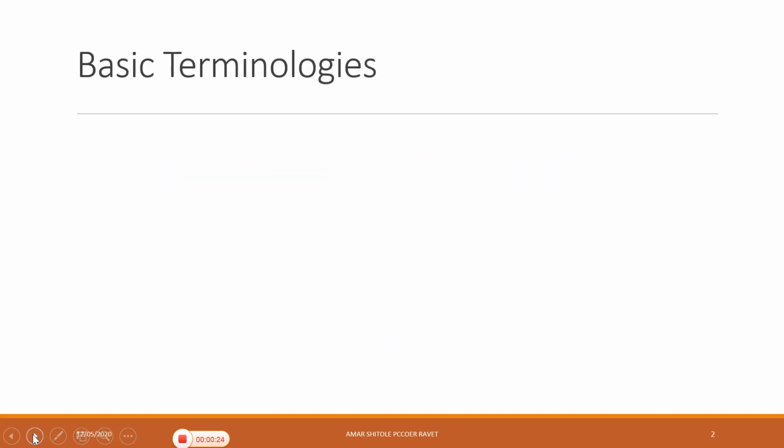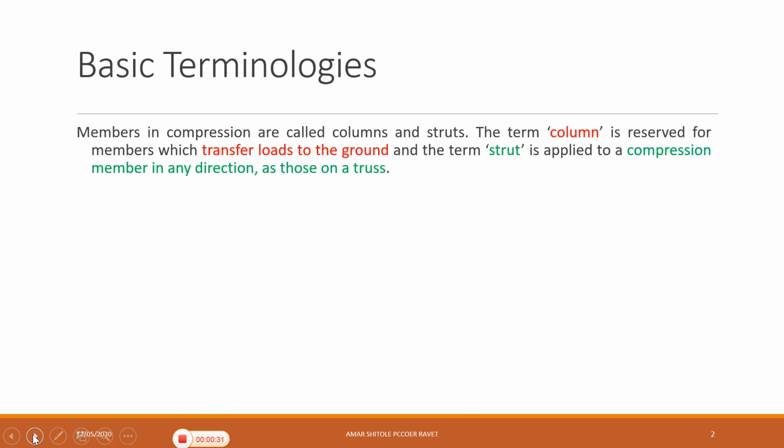In this, first of all, we are going to overview the basic terminologies related with columns. As we know, members in compression are called columns and struts. The term column is reserved for the members which transfer the load to the ground, and the term strut is applied to compression members in any direction, such as those in a truss. We can see this with the help of some diagrams.